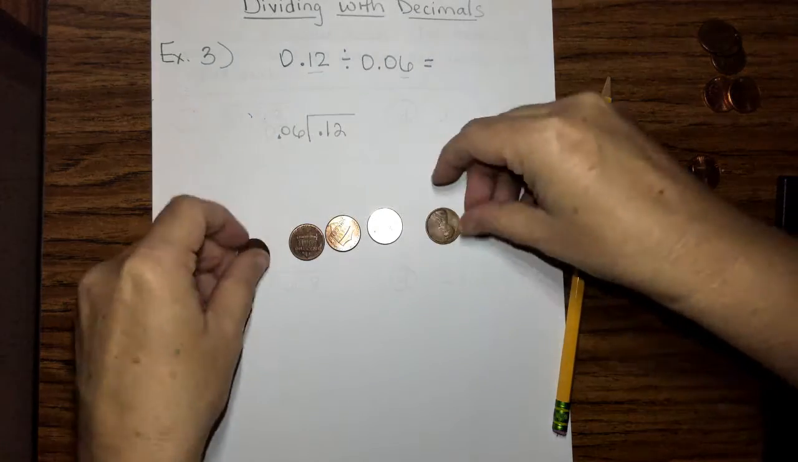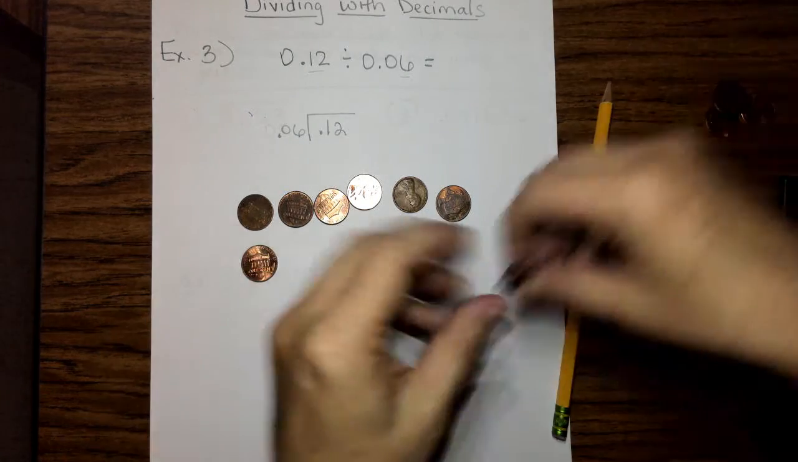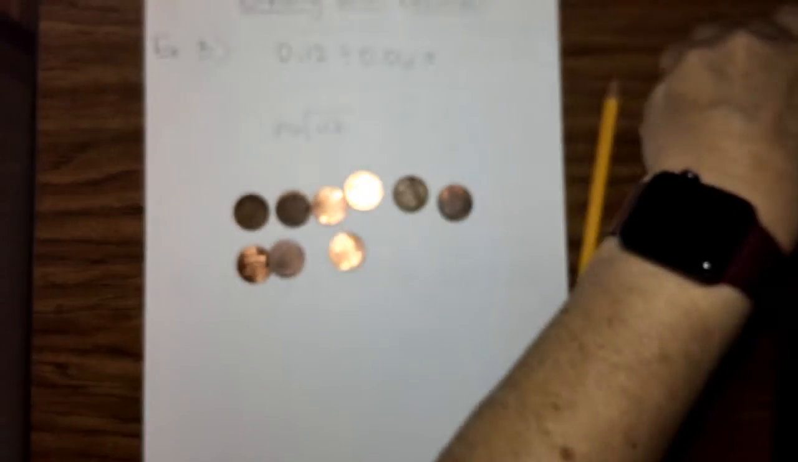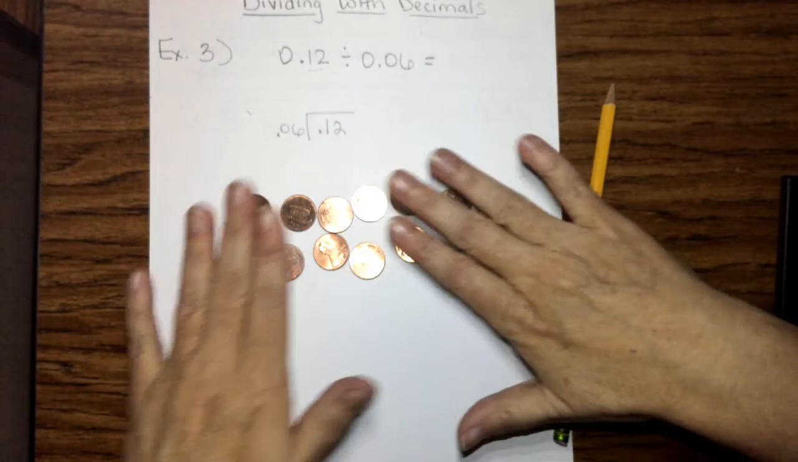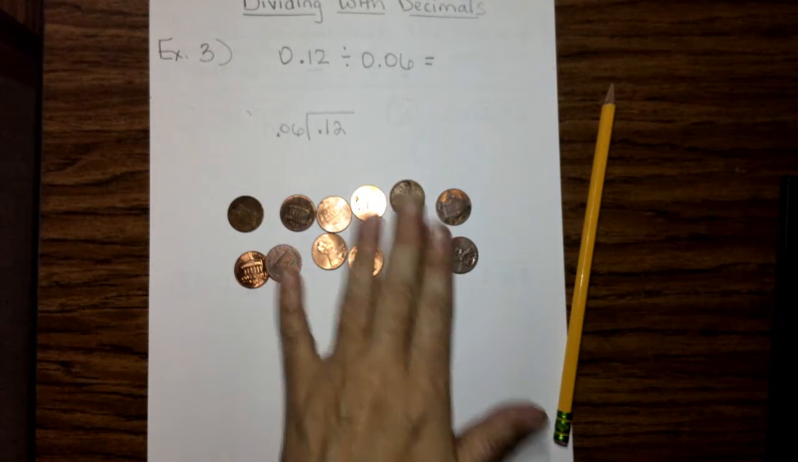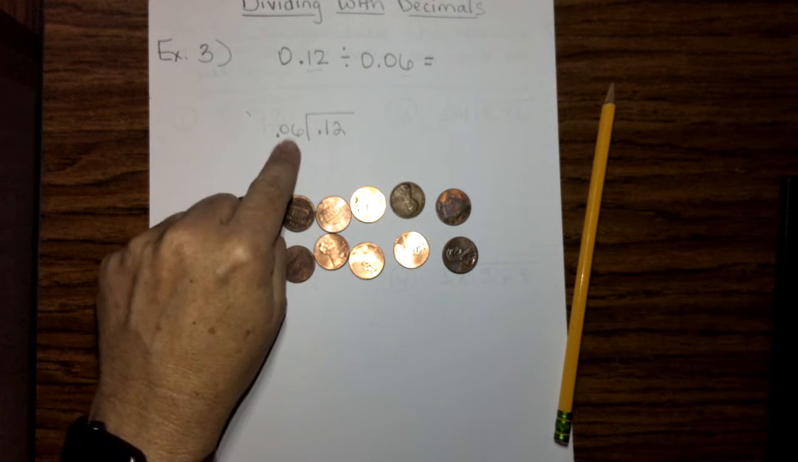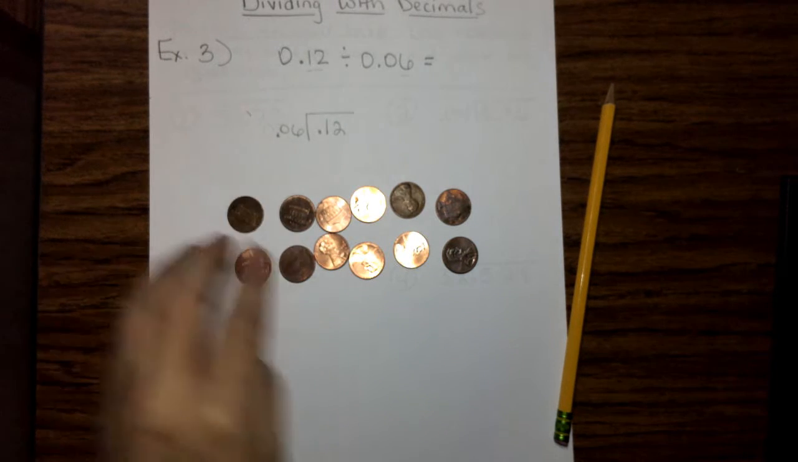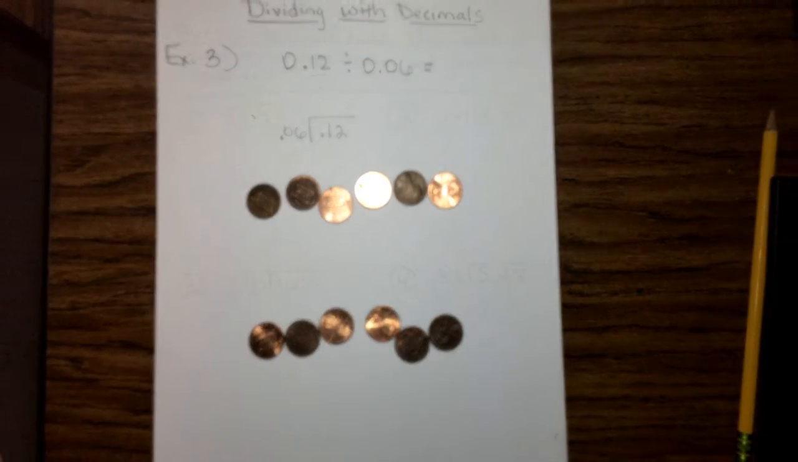So here I have 12 pennies. Okay, 4, 5, 6. Okay, so here's 12 pennies, or 12 cents, or 12 hundredths. And I'm going to split them up into groups of 6 hundredths. So here's a group, and here's a group. So I have 2 groups. So my answer is 2.